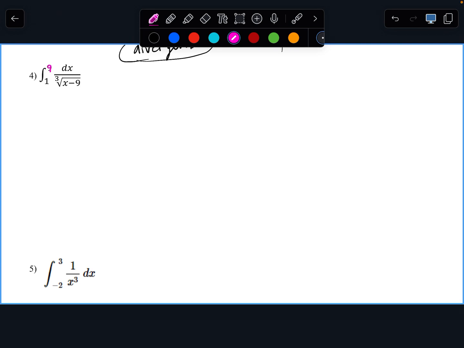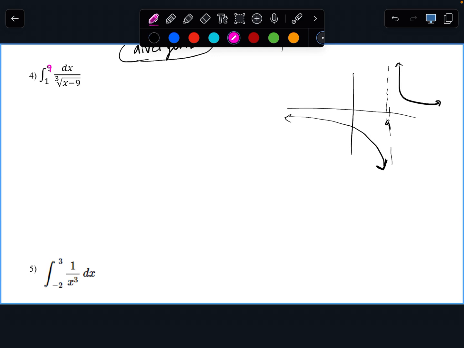Once you get to 9, you've got an asymptote. If you weren't sure of the graph of this, at 9 there's an asymptote and the graph looks like this. Basically, it looks more like that. So you're going from 1 to 9, but at 9, you're going down forever.